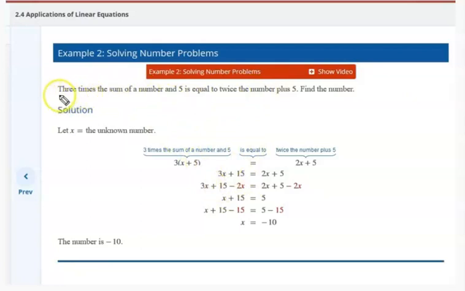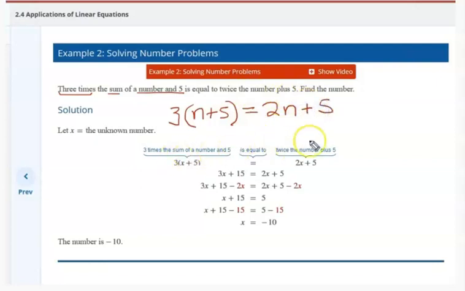3 times, this is part of it, the sum of a number and 5. Well, a number and 5. Now, to make that a sum, we have to put it in parentheses. And they're saying 3 times that is equal to, that's pretty straightforward, twice the number plus 5. And they're laying it out for us. So let's solve this one too.